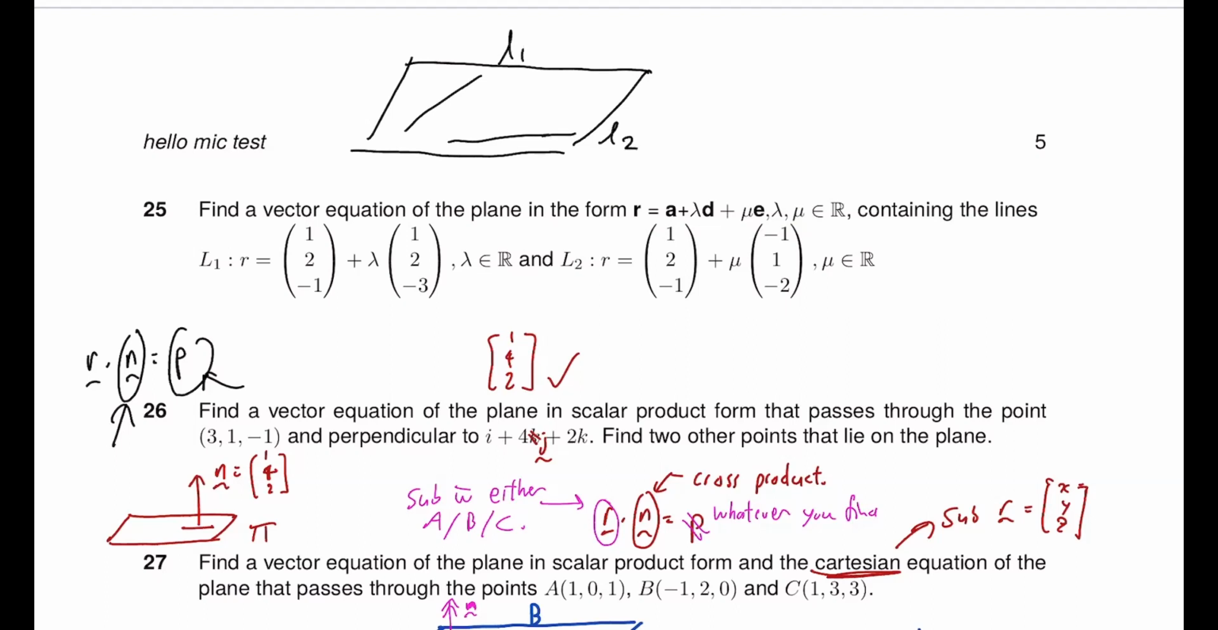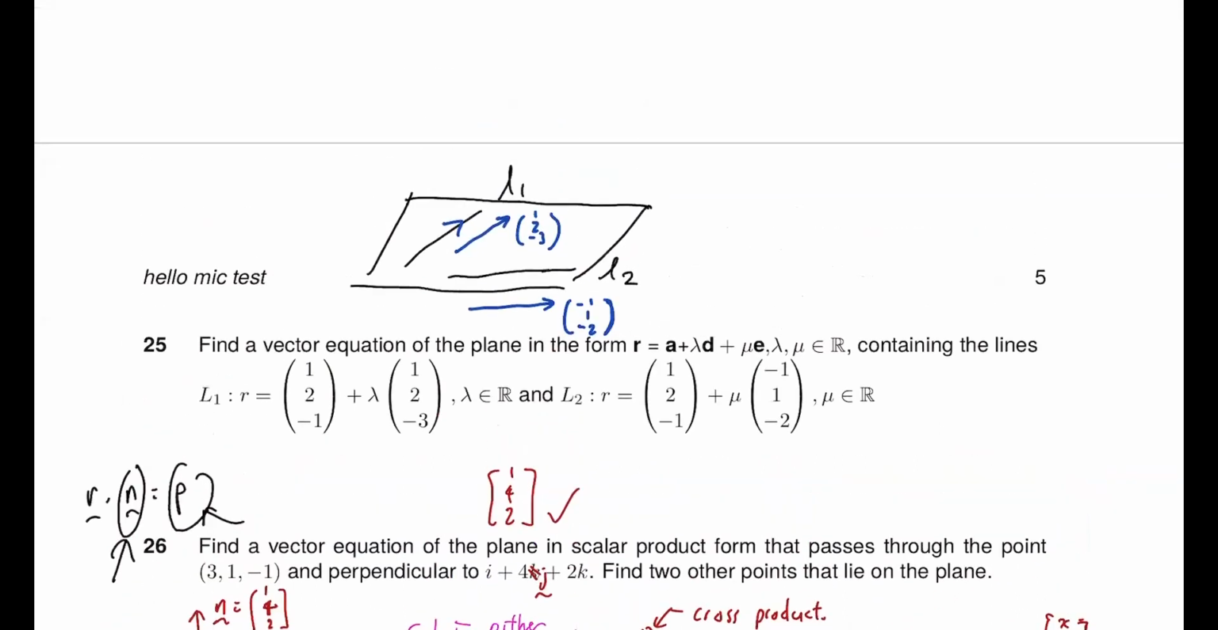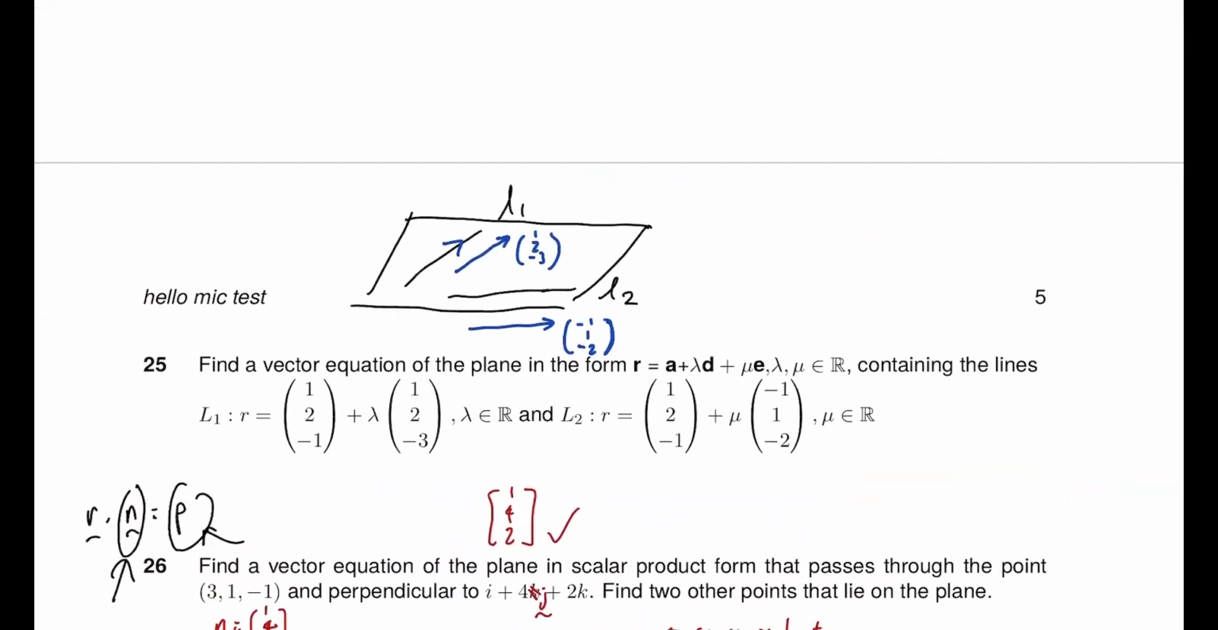You have 1, 2, -1 plus lambda 1, 2, -3. It means that there is a direction vector, 1, 2, -3 here, parallel to L1. There's another direction vector here that is -1, 1, -2, parallel to L2. How do you find the normal? The cross product. Exactly, just find the cross product.